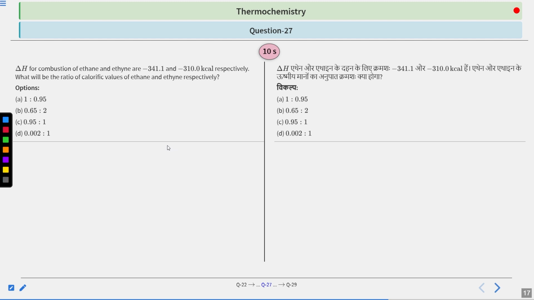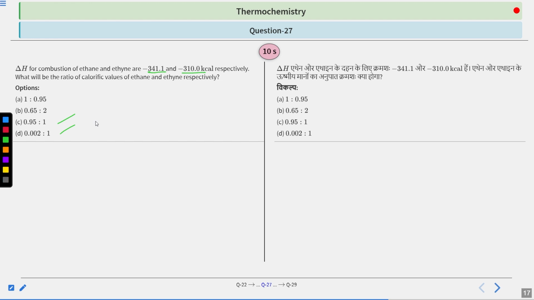Question number 27. Delta H of combustion for ethane and ethyne are given as minus 341.1 and minus 310.0 kilocalorie respectively. What will be the ratio of the calorific values of ethane and ethyne respectively? Your options are A 1 is to 0.95, B 0.65 is to 2, C 0.95 is to 1, and D 0.02 is to 1.